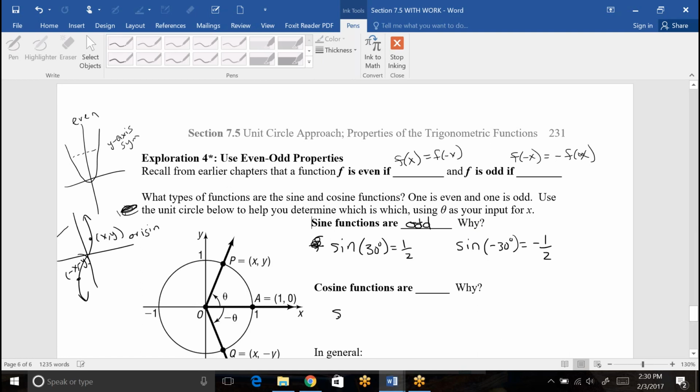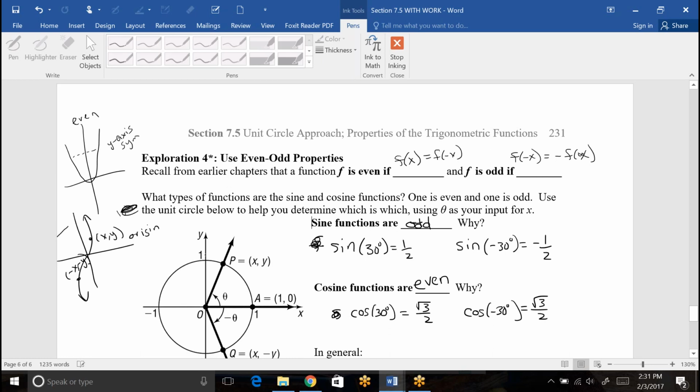For cosine, we would do cosine of 30 degrees, which is square root of 3 over 2, and cosine of negative 30 degrees. Well, notice that's down here because you're going negative 30 degrees instead of positive. X's have stayed exactly the same, and cosine is related to x. So notice this would still be square root of 3 over 2. So that means that this function is even.